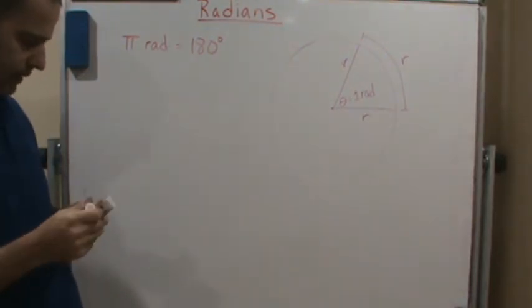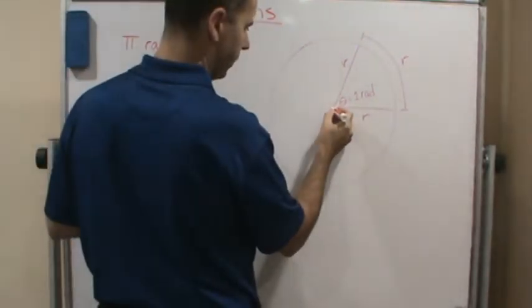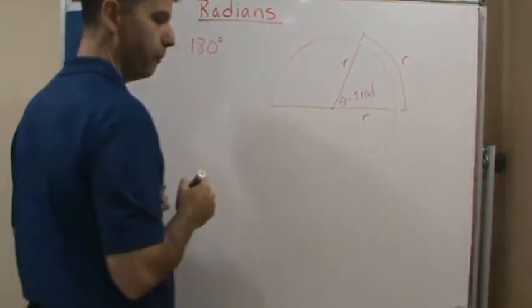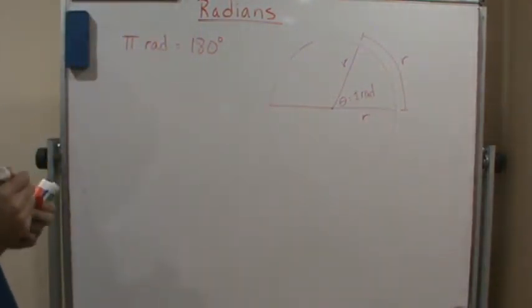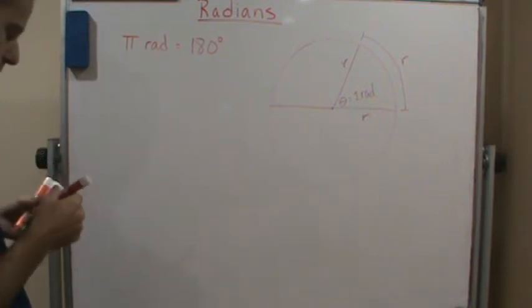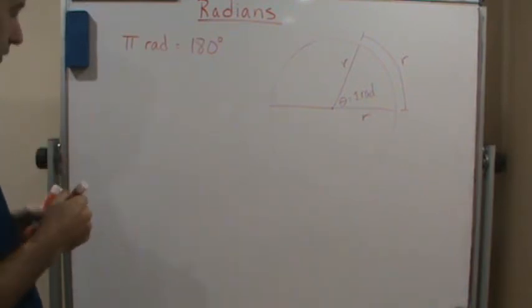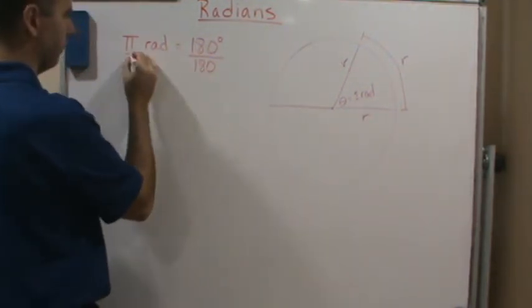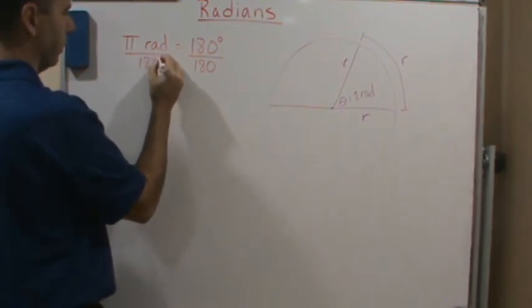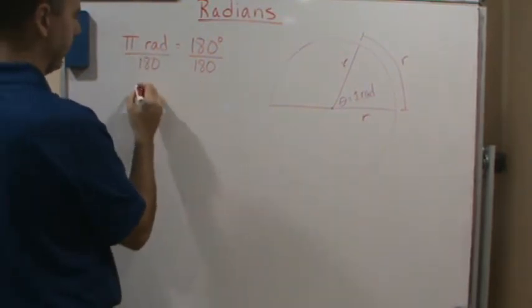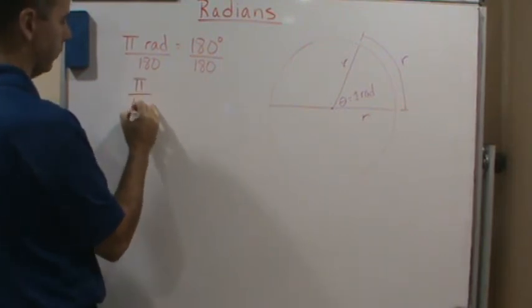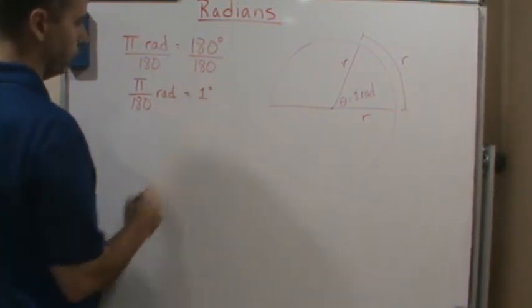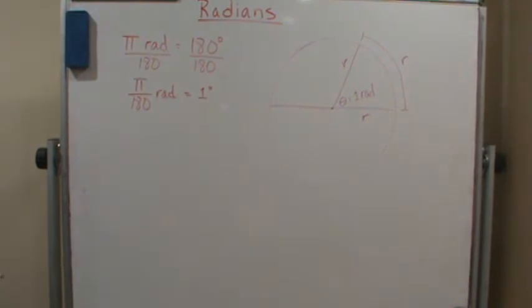So if we fit in all the way across 180 degrees, this would be equal to pi radians. Which means that we can figure out a conversion factor for this. If we divide both of these sides by 180, not degrees, but just 180, what do we get? We get pi over 180 radians is equal to 1 degree. So there's one conversion factor.